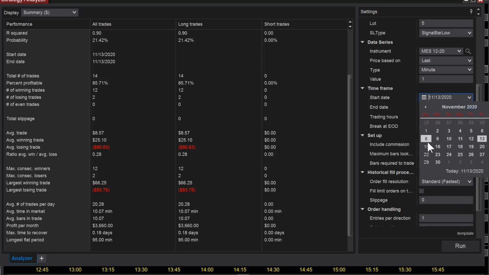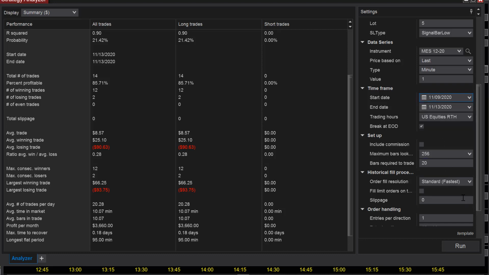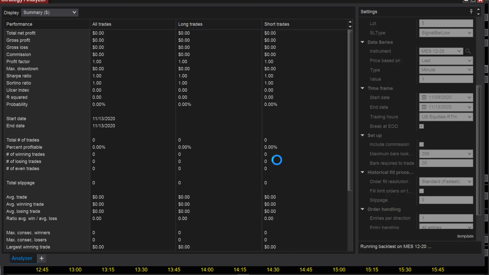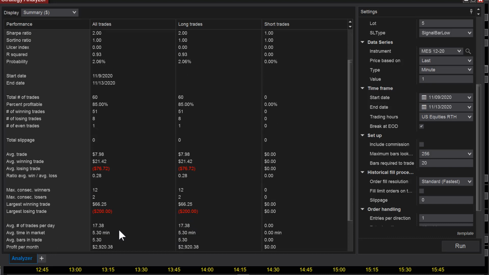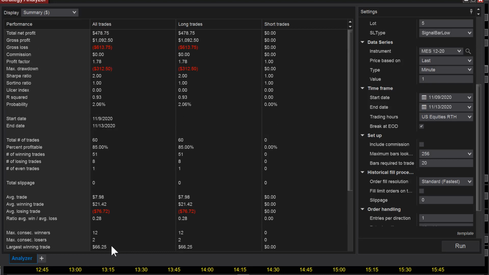So we're just running it for the week. All right, and we're just running it through the week here. Let's take a look. Drum roll, please. So we ran the 5-minute all week. All right. So total profit is 478. Profit factor is 178. Now 85%. 60 total trades. 51 winning trades. 8 losers. And again, you can see here the profit per month still up there around that 3,000 mark.